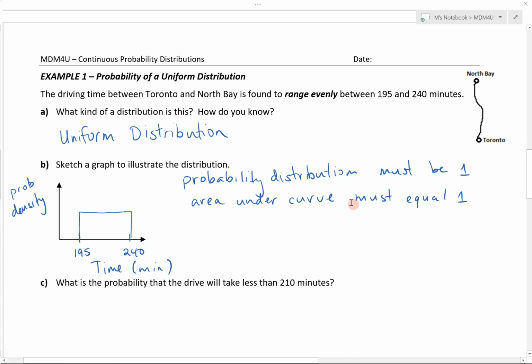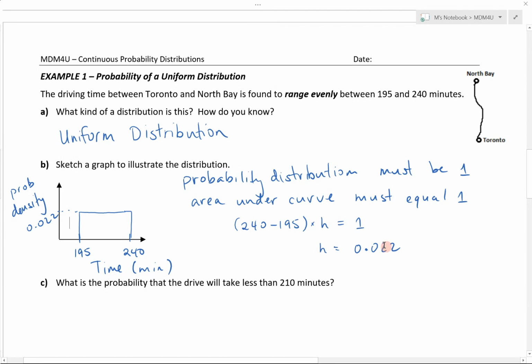Okay. So all driving times we know must be between 195 and 240 minutes. So the area of this rectangle here is going to be 240 minus 195, the length times the width, or the height, I should say. So length times the height. So h must equal 1. So then what is that h value? If I solve for h, I would get 0.022. So this y value right here would be 0.022.